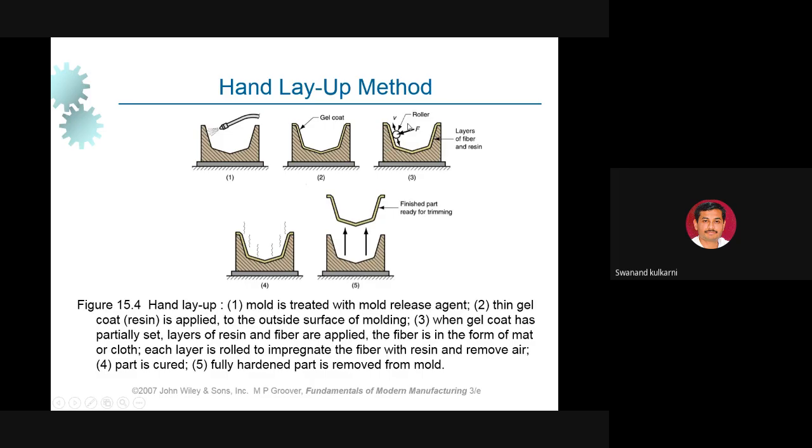How many layers we want, what thickness we want, what strength we want, in which application we are going to use. Based on that, the number of layers of fiber and resin is kept here as shown in figure 3. So first of all, this fiber will be kept, then resin will be applied. Once this resin is applied, then this roller which is shown here is rolled on this surface.